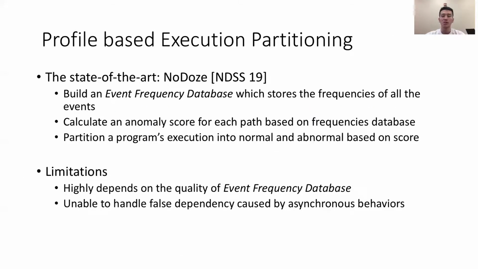The state-of-the-art profile-based execution partitioning is called NoDoze. In this work, it builds an event frequency database which stores the frequency of all the events. Then it calculates an anomaly score for each path based on the frequency database. Based on the anomaly score of each path, the program's execution is partitioned into normal and abnormal parts. NoDoze has several limitations. First of all, it highly depends on the quality of the event frequency database, and it cannot handle false dependency caused by asynchronous behaviors.